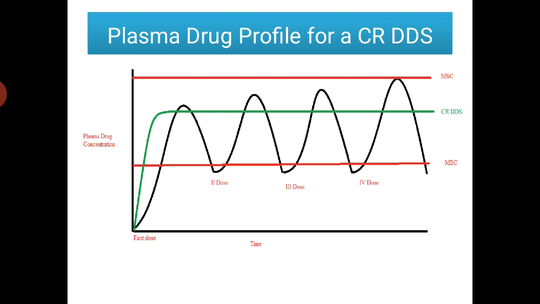controlled release drug delivery system. The green line represents the controlled release drug delivery system. The moment the drug is administered, it slowly releases the drug. The drug reaches the circulation and attains a steady state. That means there is no fluctuation in the amount of drug present in the circulation. It maintains a steady state concentration. That is the specialty of the controlled release formulations.